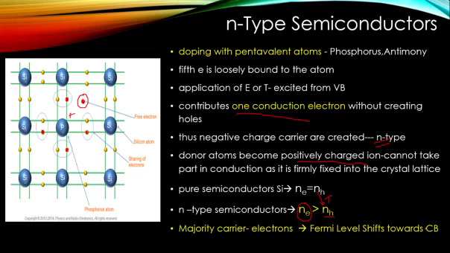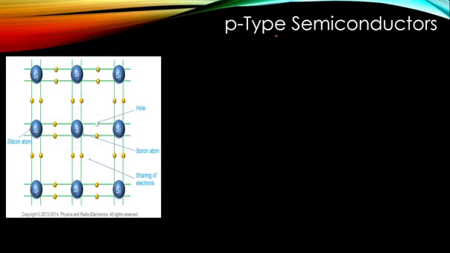Because the conduction band has more electrons than holes in the valence band. So what will be the minority carriers? They will be holes. Since the majority carriers are negatively charged electrons, the name is given as n-type semiconductor. Similarly, p-type semiconductors can also be explained.